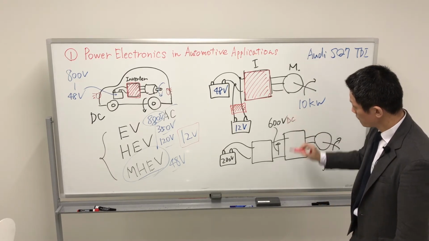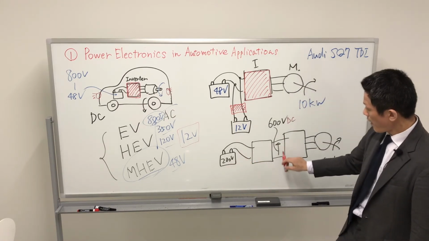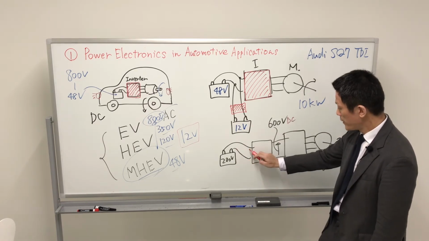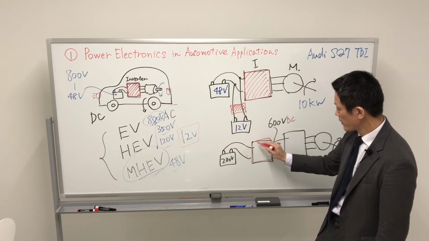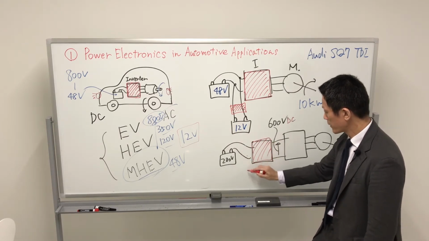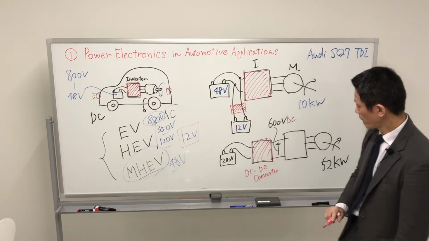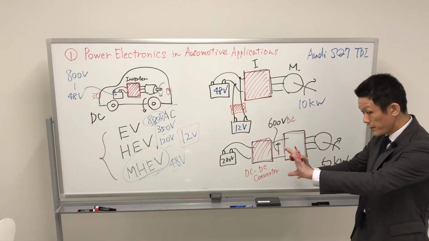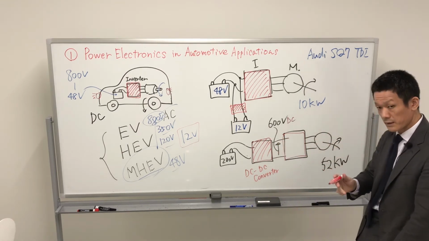This is the DC. Of course, batteries are DC. Higher volt DC, lower volt DC. DC to DC. This one is the DC to DC converter, we call it. And this one is, of course, DC to AC. DC to AC inverter.